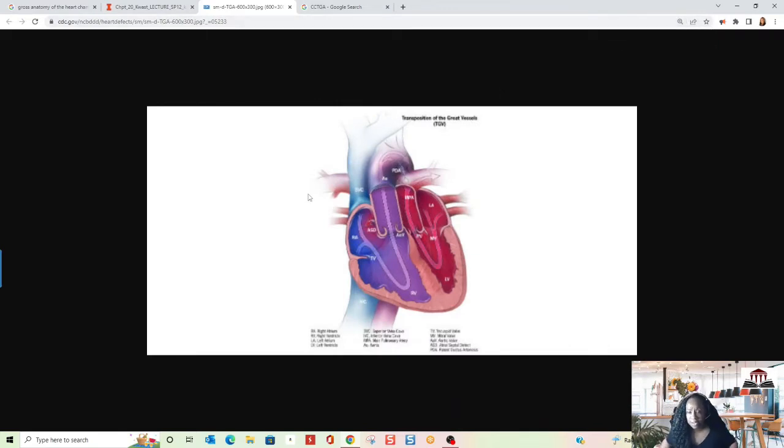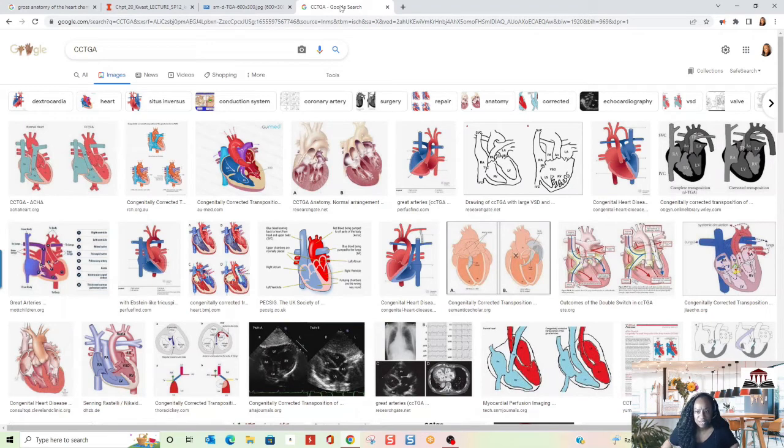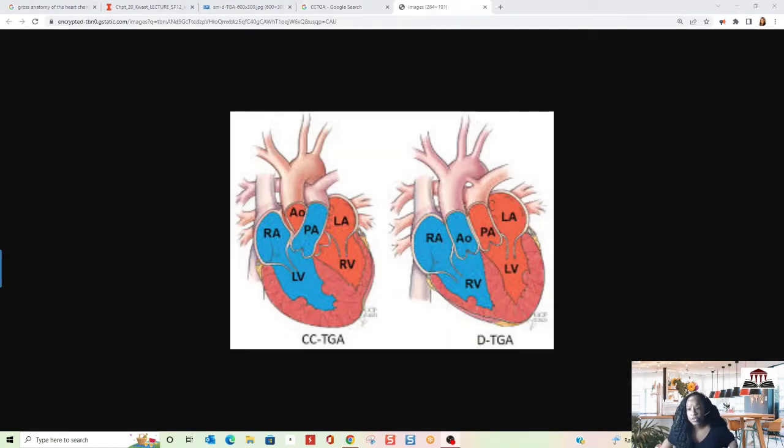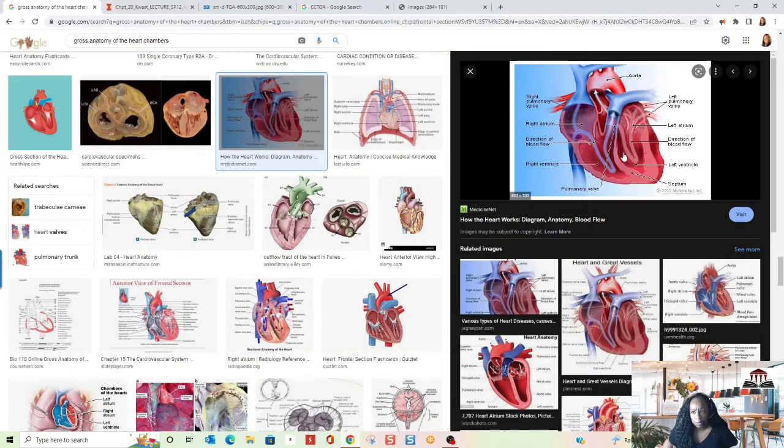So this condition, this is actually TGA, right? I'm going to go to CCTGA because CCTGA probably better depicts what I'm trying to tell you here. Give me a moment. So this is a picture of CCTGA and DTGA, right? So congenitally corrected TGA. So in a condition like this, you've got to, again, go back to normal anatomy. In normal anatomy, the right ventricle is built like the right ventricle. It's not so muscular, and it connects to the pulmonary artery.